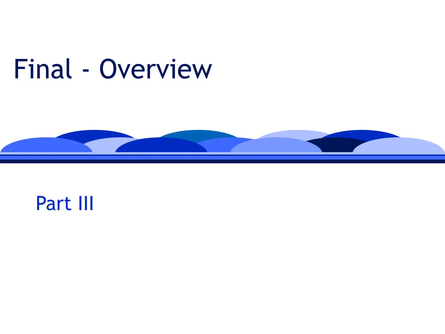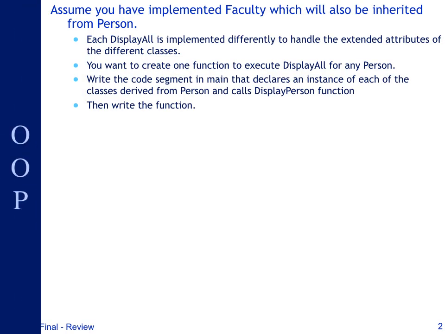Let's now review the last section of our material that will be part of the final. So continuing object-oriented programming, same example that we were looking at before. Let's assume now we have implemented a faculty, which is also inherited from person. Each display all is implemented differently to handle the extended attributes for each class. So the faculty has a different one from the student, and a different one from the admin.